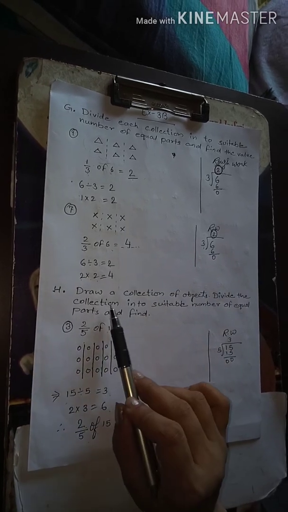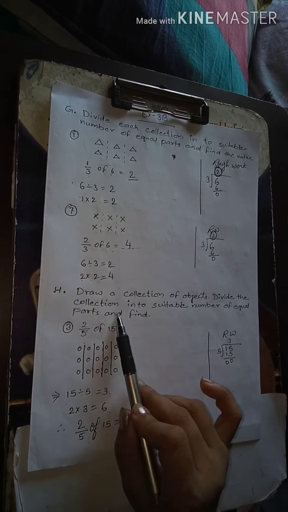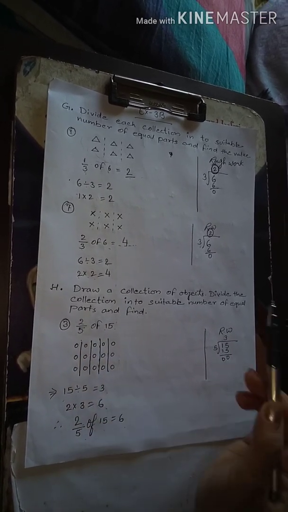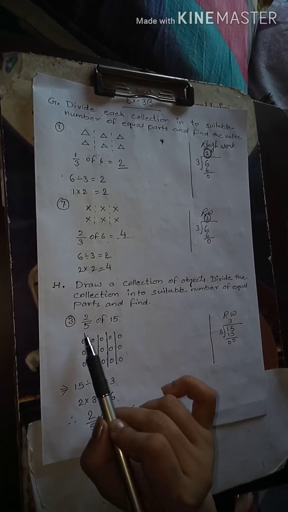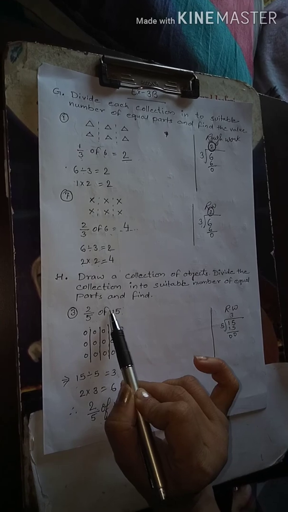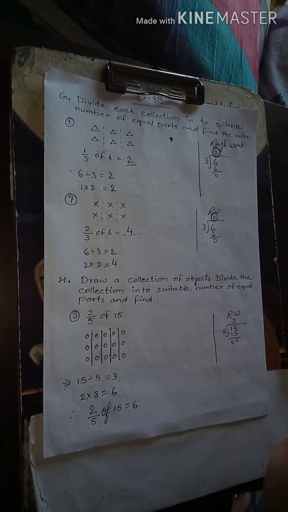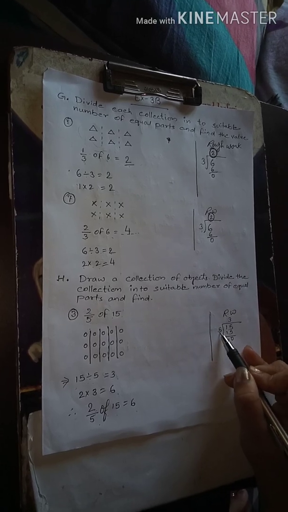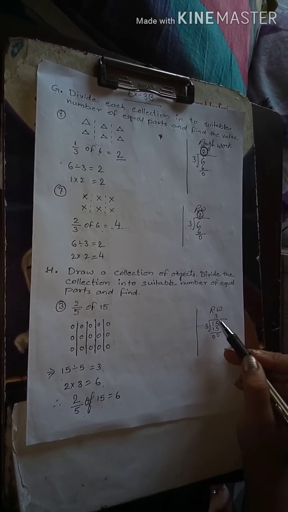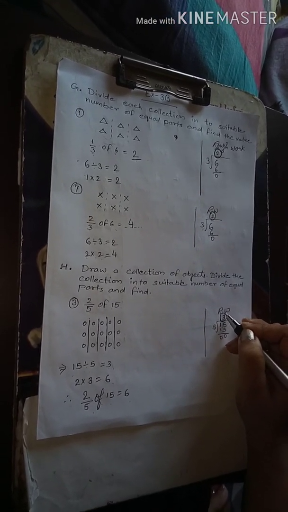Question number H. Draw a collection of objects. Divide the collection into a suitable number of equal parts and find the value. Here the question is 2 by 5 of 15. Means 15 things we have to divide into 5 equal parts. So 15 divided by 5. So 5 1s are 5, 5 2s are 10, 5 3s are 15. In each part, how many things should be there? 3 things should be there.